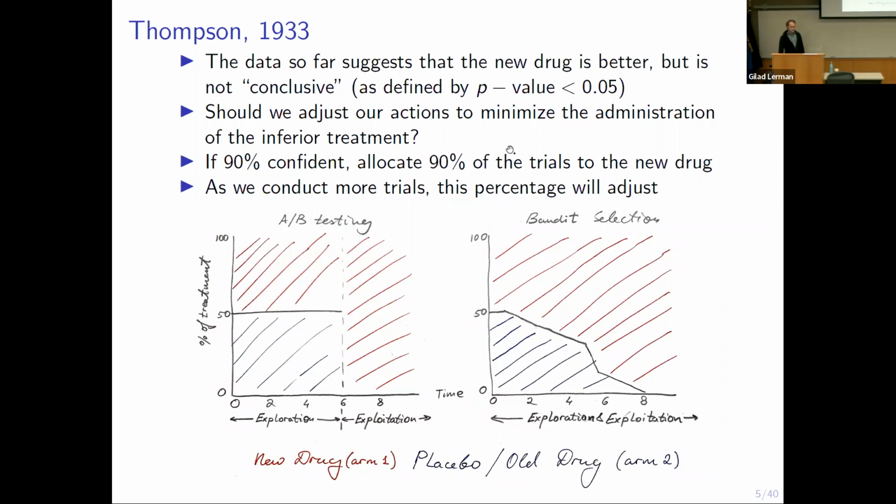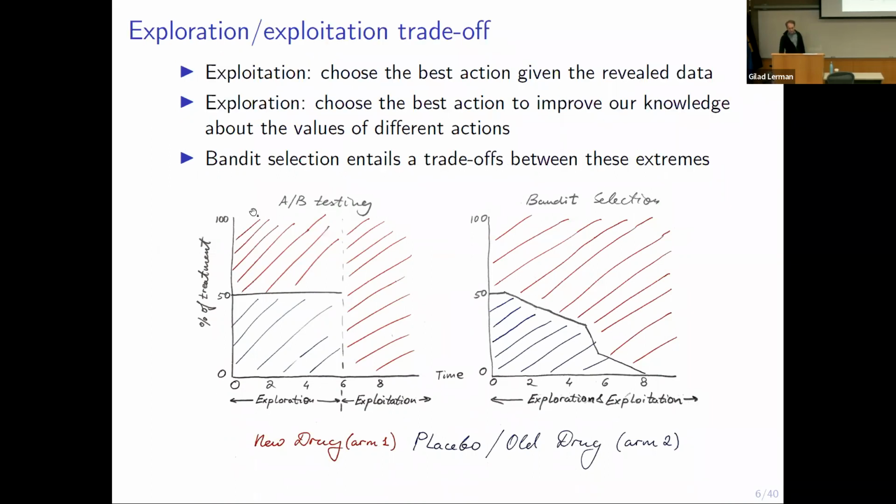The heuristic he proposed is that if you're 90% confident, under whatever confidence measure you're using, then you would allocate 90% of the trials to the new drug. And as you conduct more trials, these percentages will adjust accordingly. So this type of method raises the trade-off between exploration and exploitation.